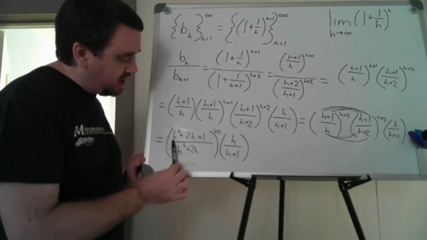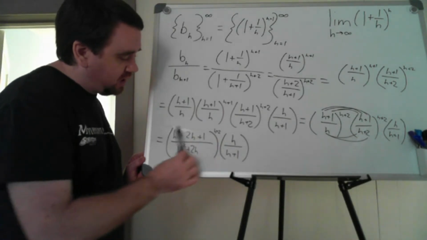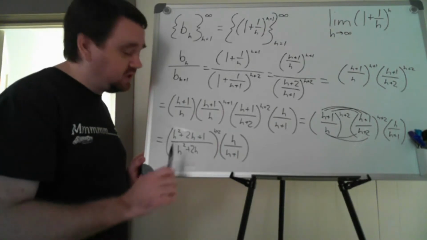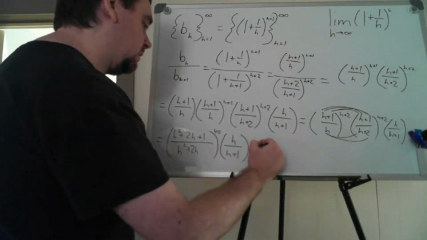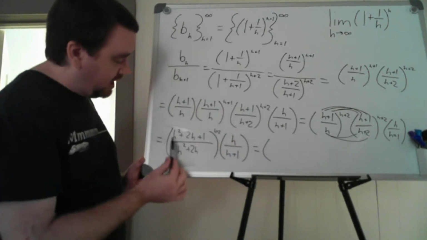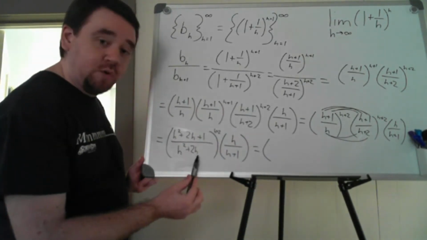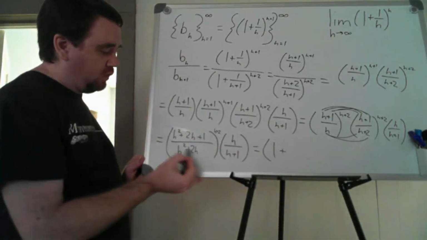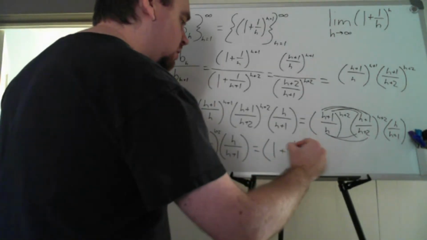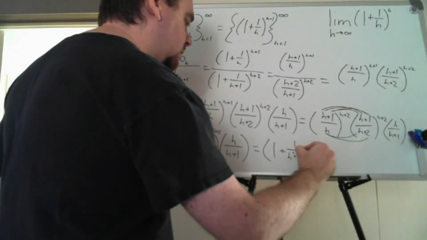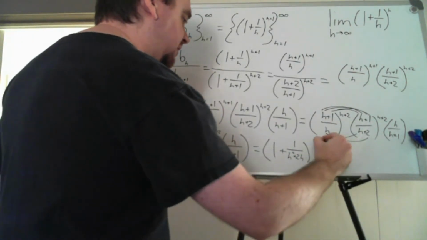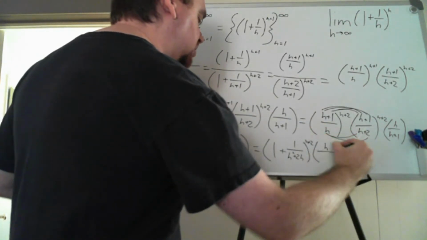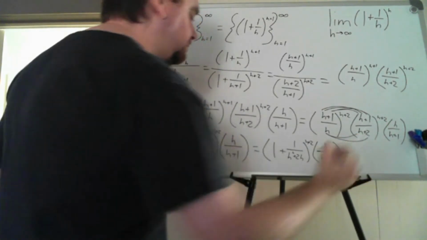So I see right here I've got h squared plus 2h in both the numerator and the denominator, separated by a 1 here. So I can already split those into two fractions. So on the left, I'll have (h squared plus 2h) over (h squared plus 2h). That's just a 1. And then on the right, I have a 1 over (h squared plus 2h). And then still to the power of h plus 2. And then still times h over (h plus 1).